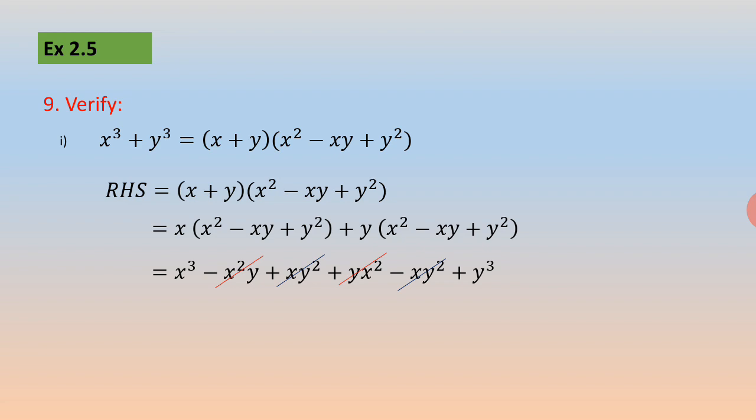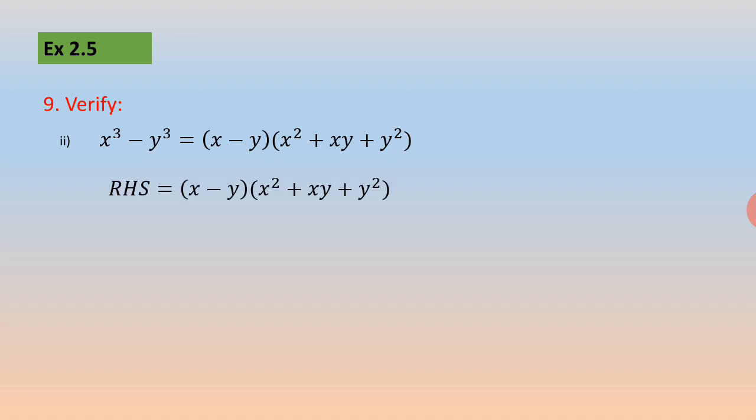So what are you left with? You are left with x cube plus y cube. And that is nothing but your left hand side. So you have verified the statement. One more sub question now. This is what you have to verify. Basically, the terms are all the same with certain changes in sign. So accordingly, the changes will be done, but the method will remain the same.